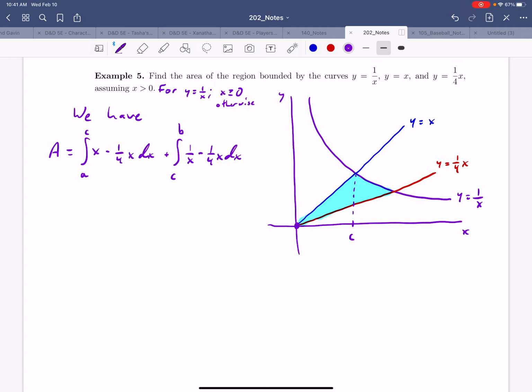Well, if we're interested in finding this area, then set those two curves equal to each other. To find a, let x equal 1/4 x. So x equals 0, which implies that a equals 0, right?